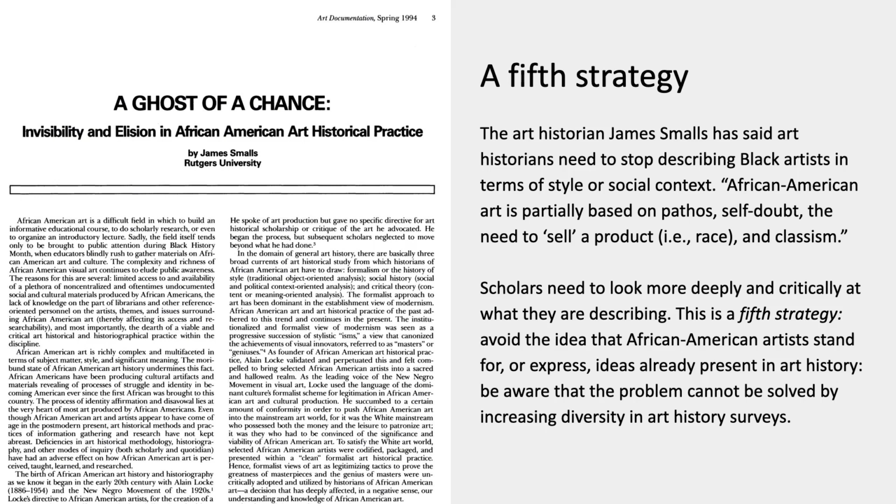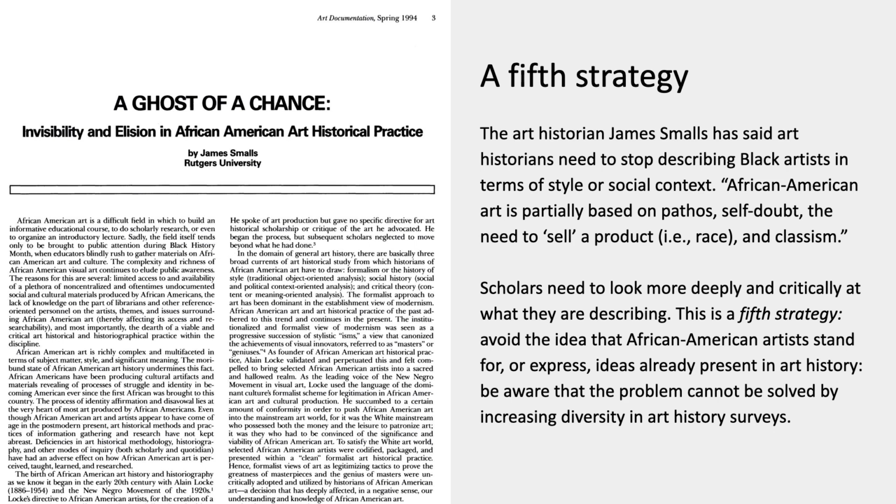There is a fifth strategy as well, although it's a little bit less of a fifth strategy and more of an apples and oranges kind of thing. It adds to and critiques the entire list of four. The art historian James Smalls has said that art historians need to stop describing black artists in terms of style or social context. Quote, African American art is partially based on pathos, self-doubt, the need to sell a product, that is race, and classism. Scholars need to look more deeply and critically at what they're describing, he says.